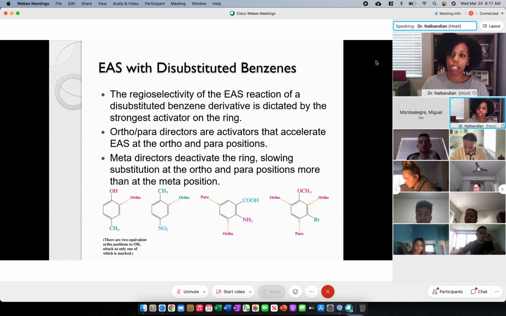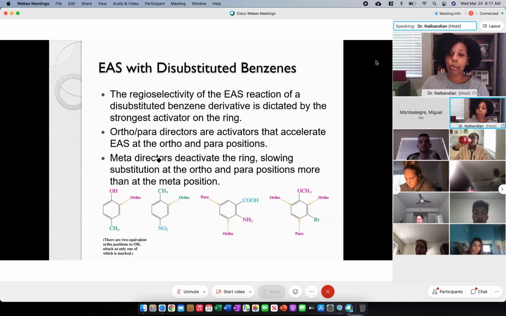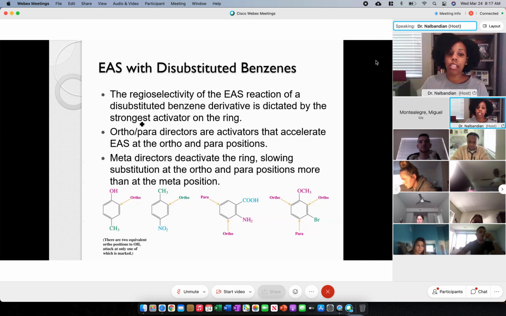Then we are going to add in now, what happens if we have two things already on the ring and we're adding in a third thing? So for our two things on the ring now we have a competition. When we're looking at two things already on the ring, whatever is the strongest activator, that's going to dictate what happens. The strongest activator dictates what happens in the reaction.